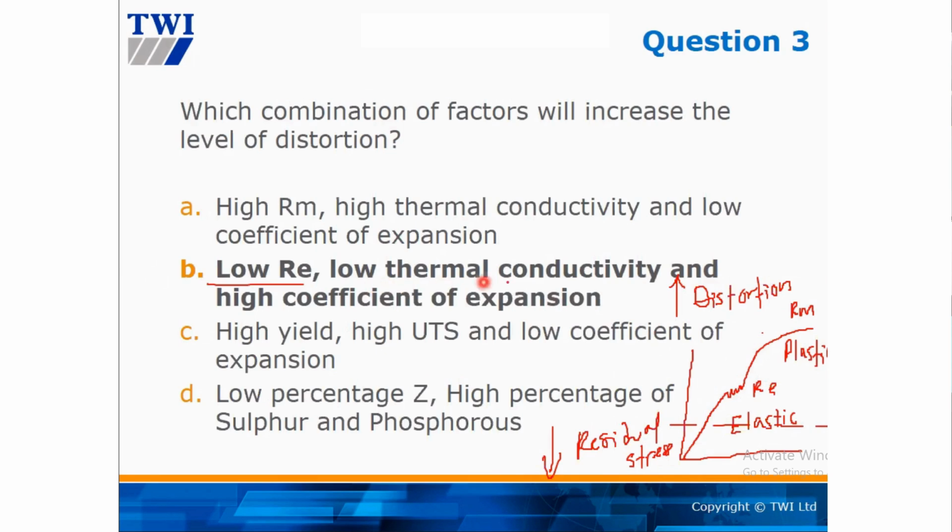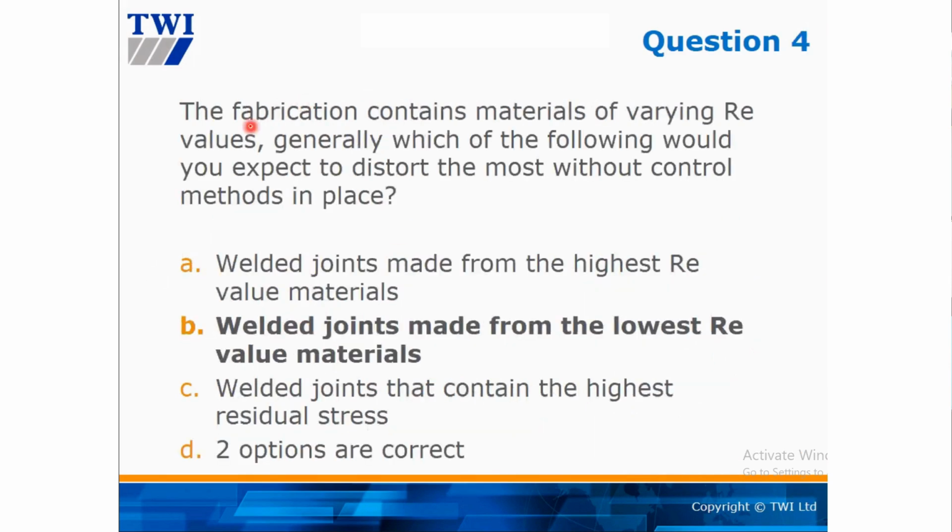And also low thermal conductivity and high coefficient of expansion. This is what we discussed yesterday. Low thermal conductivity goes to stainless steel. High coefficient of expansion also goes to stainless steel. High Rm, no. High yield means small distortion. All right, number 4, fabrication contains a method of varying Re value. Generally, which of the following will you expect to distort the most without a control method in place? You say distort the most.